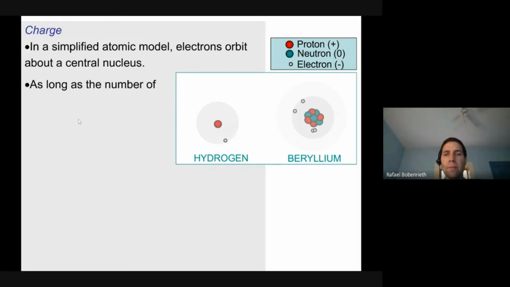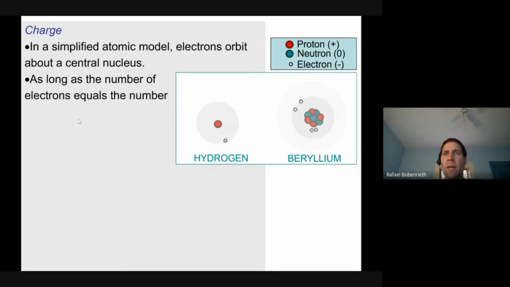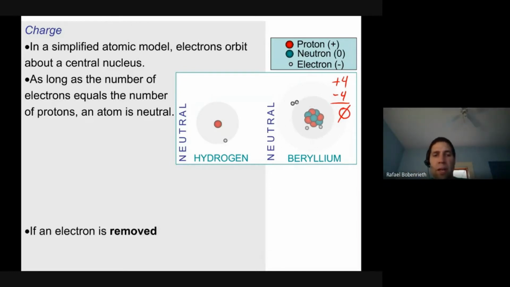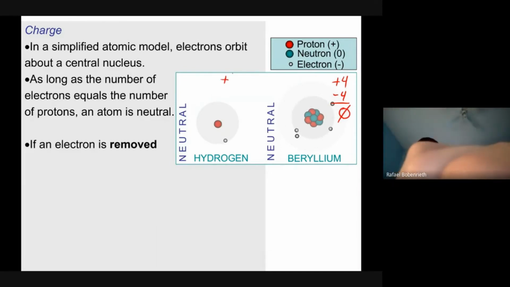And so notice each proton, you probably learned somewhere in the past, has a charge of +1. Each electron has a charge of -1. And as long as the number of electrons equals the number of protons, you have a neutral atom, right? In other words, on the right here, if I just do a little math, I have +4 protons. And then I have 4 electrons, so -4, so the net charge is 0. Same thing over here with the hydrogen atom. +1 proton in the middle, -1 electron orbiting it, so 0, total charge is 0, the atom is neutral.